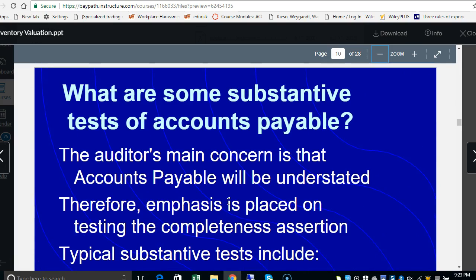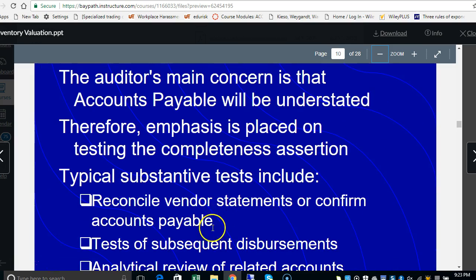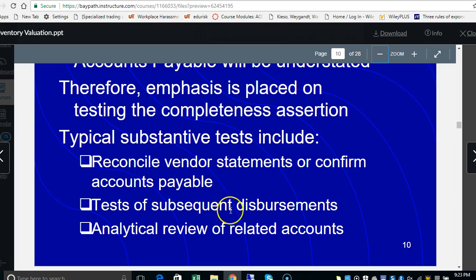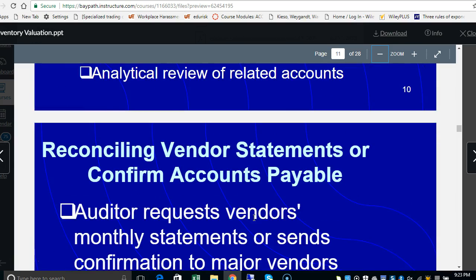What are some of the substantive tests of accounts payable? The auditor's main concern is that accounts payable will be understated. If accounts payable is understated, that means the expense side is also understated. Typical substantive tests include reconcile vendor statements to confirm the accounts payable balance, tests of subsequent disbursements, analytical review of related accounts.